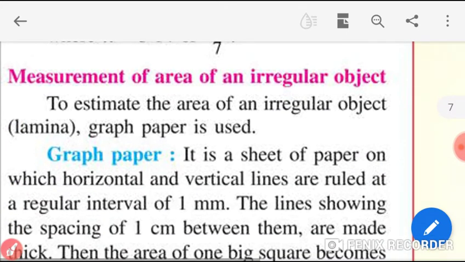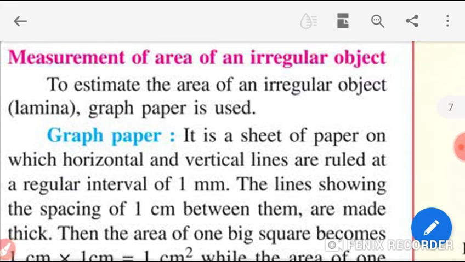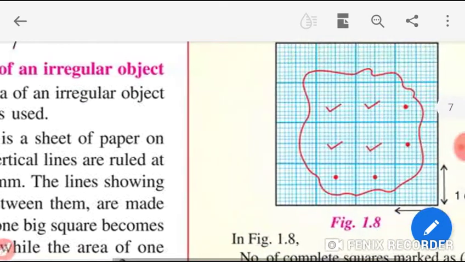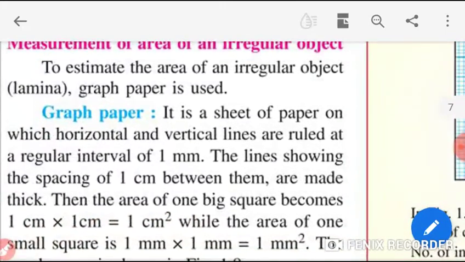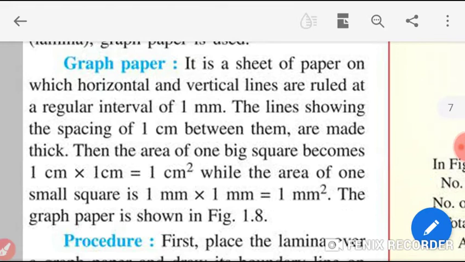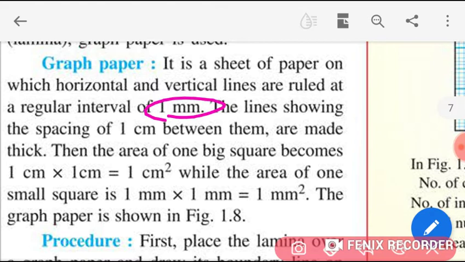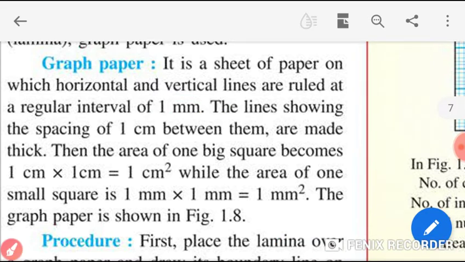So students, we will see that the area of irregular objects is measured by which process? To estimate the area of an irregular object, that means lamina, what is used? First of all, graph paper is used. You know very well, this is the graph paper you are using in your maths also. It is a sheet of paper on which horizontal and vertical lines are ruled at a regular interval of 1 millimeter. The lines showing the space of 1 centimeter between them are made somewhat thick.